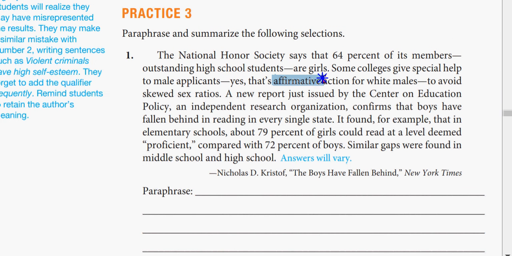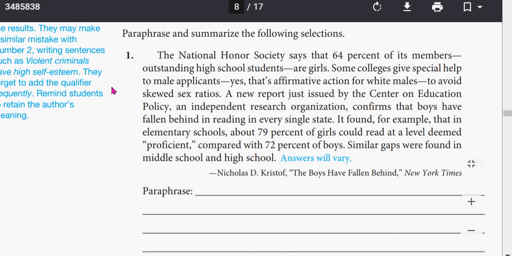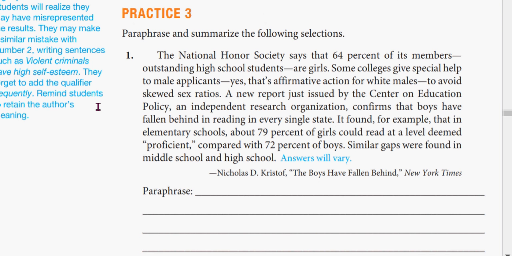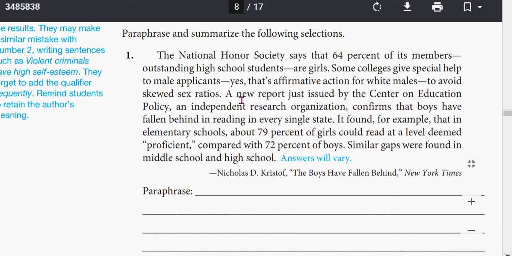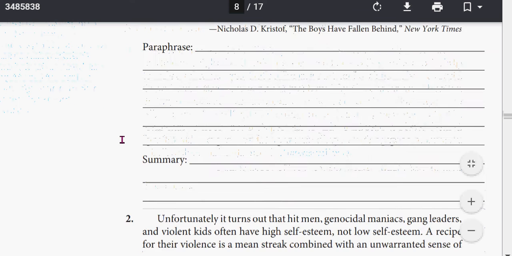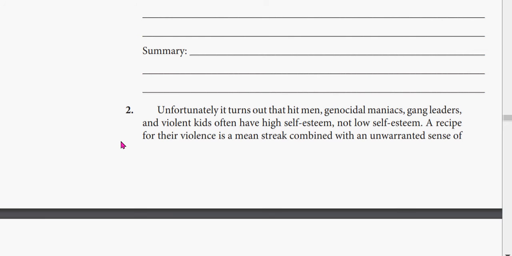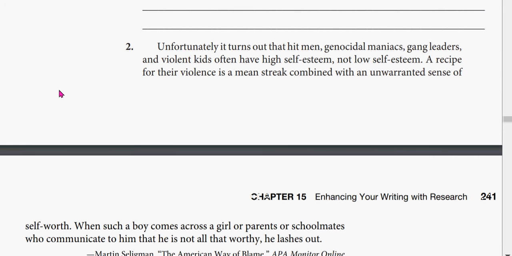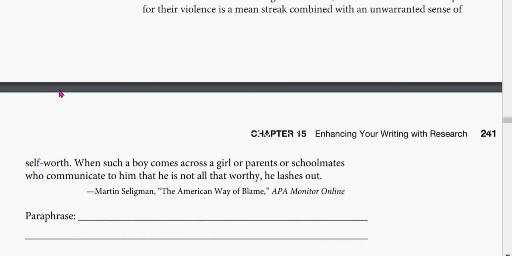This word here, affirmative action, is talking about making special policies to give extra help to groups of people who are having trouble in their performance. So here it's the boys. Maybe the boys need extra help. Otherwise, they won't be equal with the girls in their academic work. We're going to skip this one. It's a little bit strange and difficult to understand.